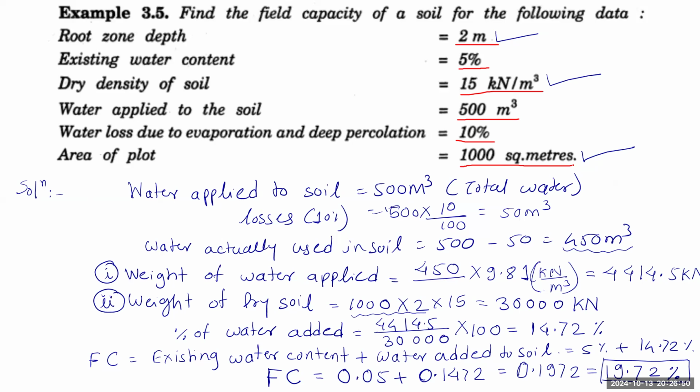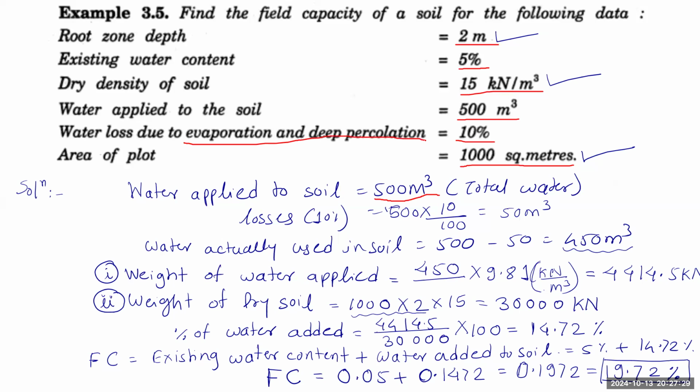So here the initial water content is 5%, and now we have to find out how much moisture content is added for the given data, so that we come to know what the field capacity is. Now see here, it is given that the volume of water applied to the soil is 500 meter cube. And it is given that there are water losses due to evaporation and deep percolation.